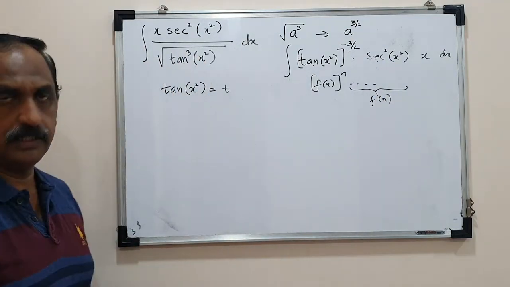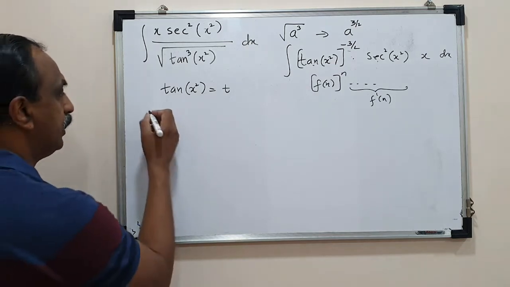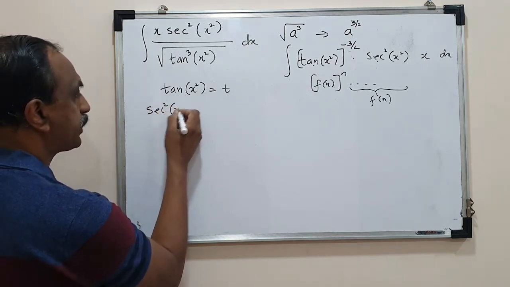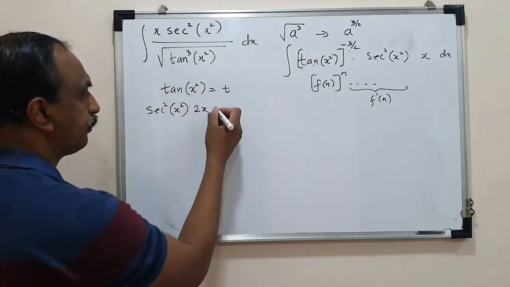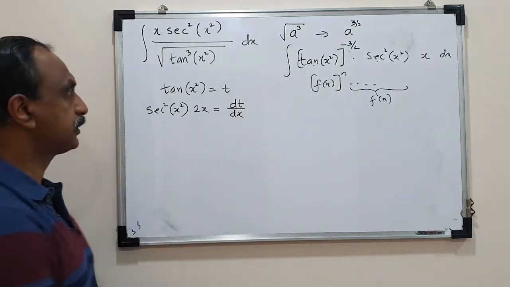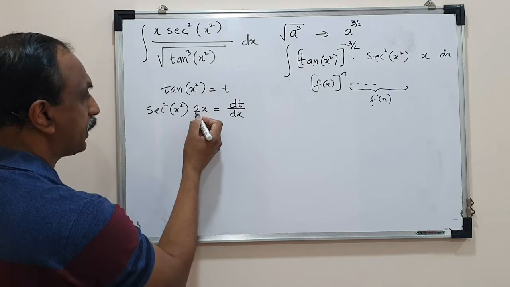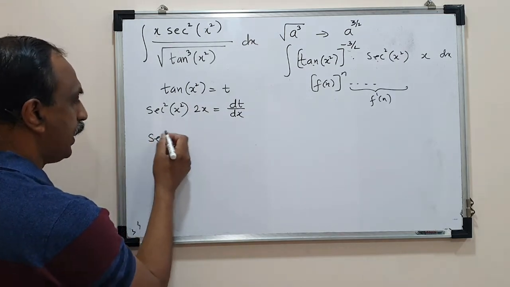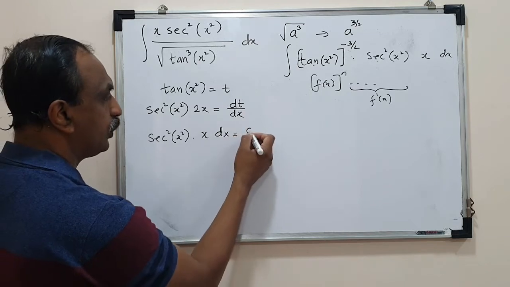So we can easily do the substitution method. When you differentiate tan of x square, it will be sec square of x square into derivative of x square. So that becomes 2x equal to dt by dx. So I differentiated both sides with respect to x. Now I have x sec square of x square dx, but I don't have 2. So sec square of x square into x dx equal to dt by 2.